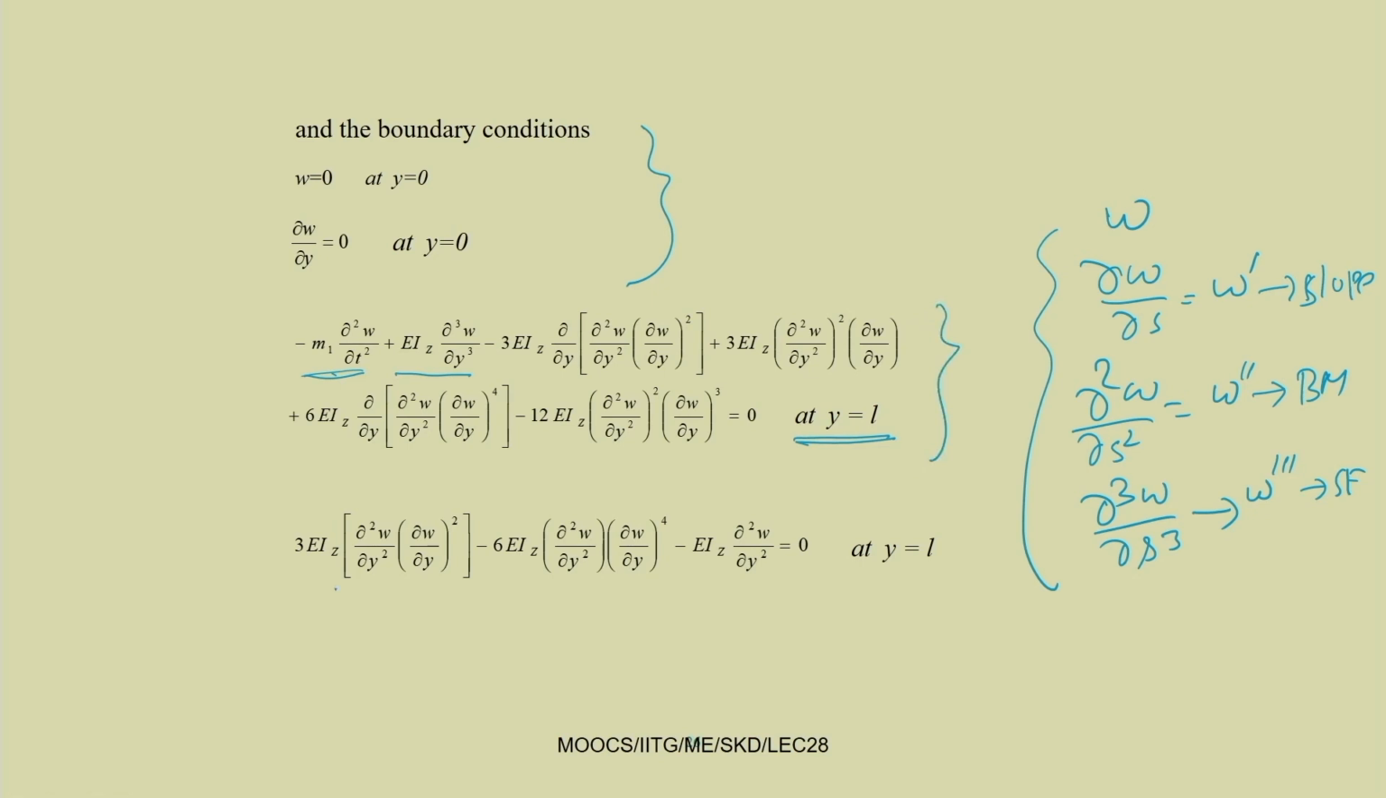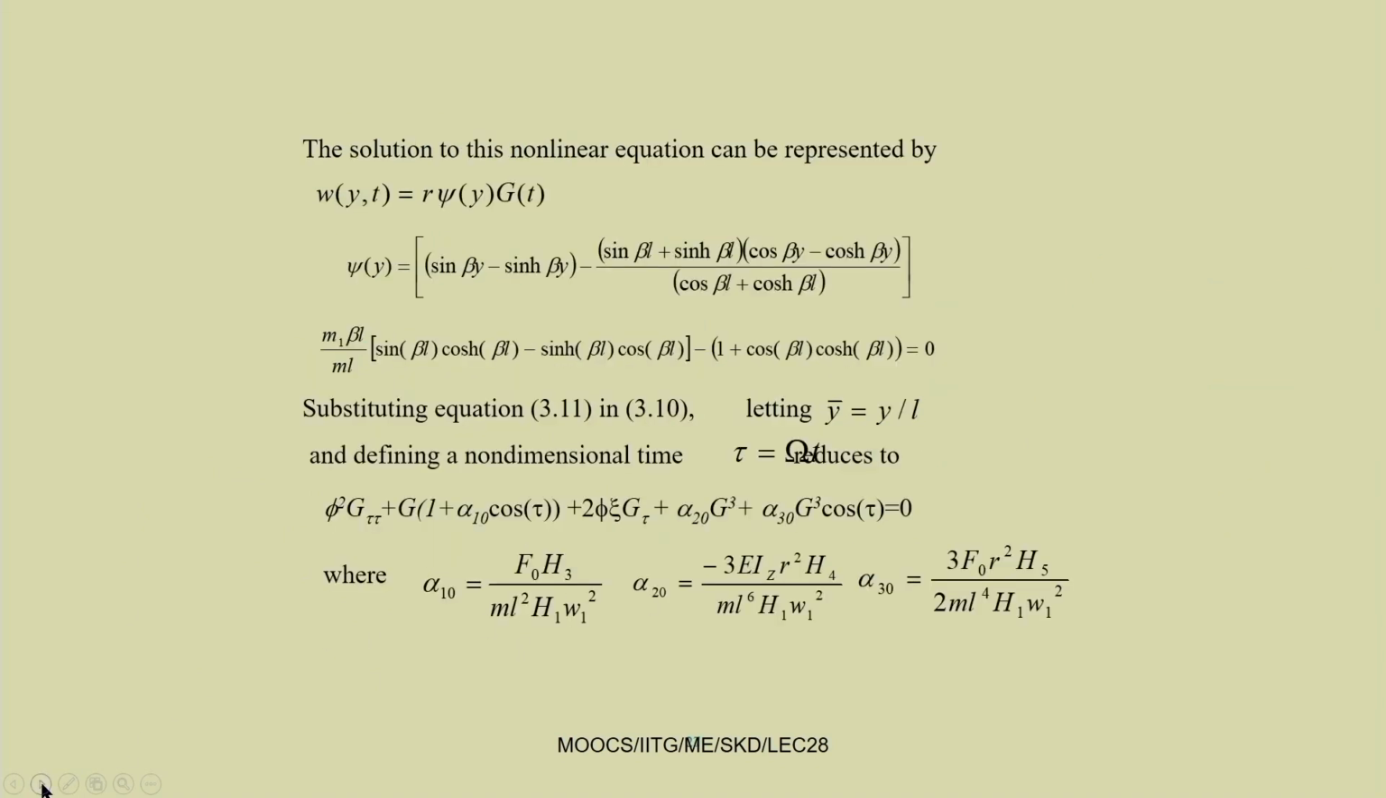Similarly, one more boundary condition. So, this is also 3 E I ∂²W/∂Y² (∂W/∂Y)² minus 6 E I Z ∂²W/∂Y² into (∂W/∂Y)^4 minus E I ∂²W/∂Y² equal to 0. This corresponds to the bending moment, keeping the bending moment equal to 0 and taking these conditions. So, we can have the boundary conditions. So, these are the boundary conditions.